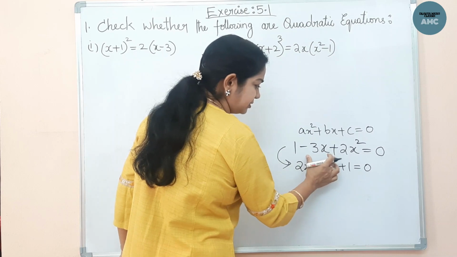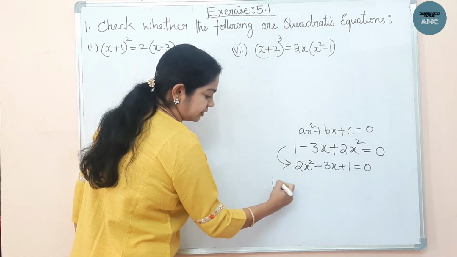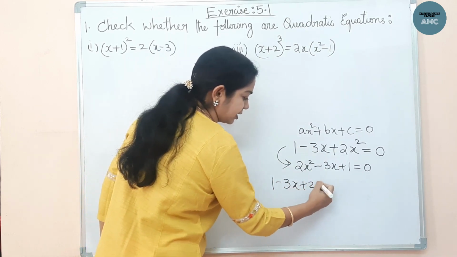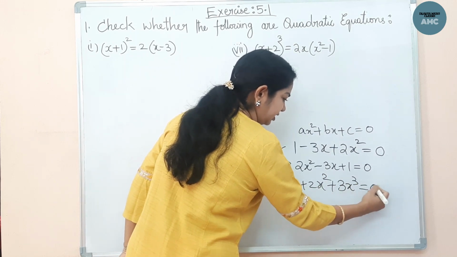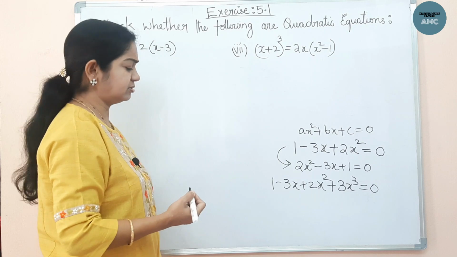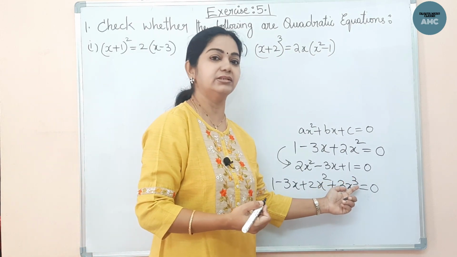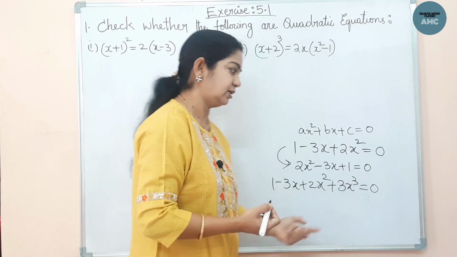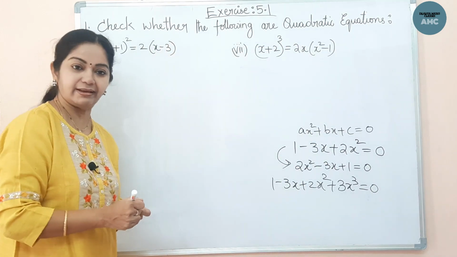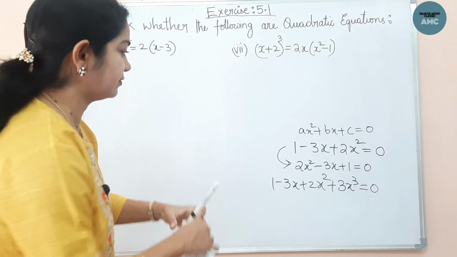Now if the same quadratic equation, if I take 2x square and add some other term 3x cube, is this a quadratic equation? No, because it is having a degree 3. So this is a cubic polynomial, not a quadratic polynomial. So like this, first we have to rearrange them in the descending order of the powers of x.